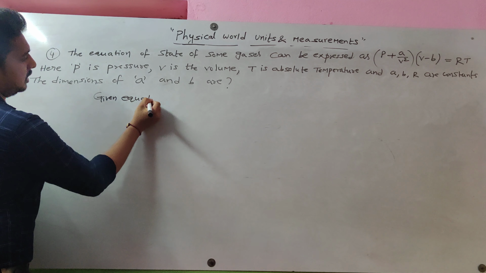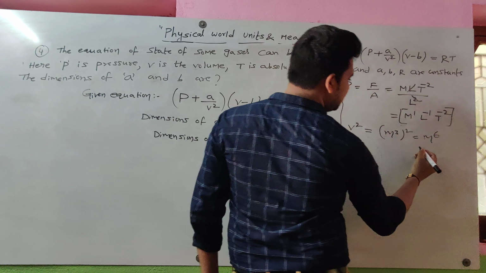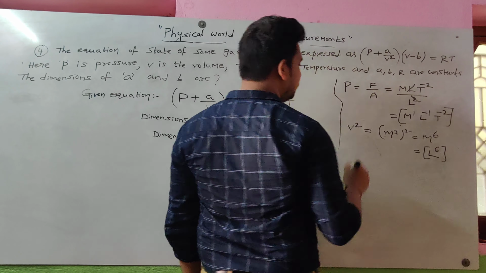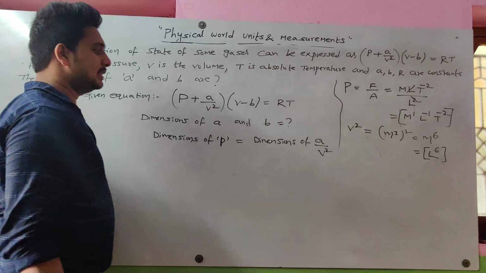Next, V is a volume here. That means the dimensional formula for volume square. Volume square means meter cube whole square, that means meter power 6, indicated by L power 6. The dimensional formula for volume square is L power 6.